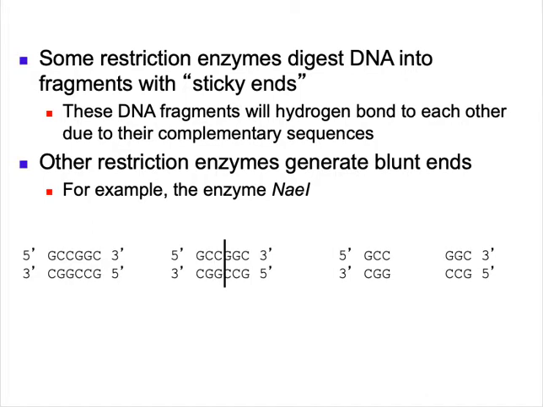I mentioned the NAE1, it's the blunt cutter. Here it cuts between the C and the G, and as you notice on the bottom right, when it does that, it generates two pieces of DNA. Each of them is blunt, so there's no overhang. These can still be cloned. It's just a little more difficult than using a restriction enzyme that has an overhang.